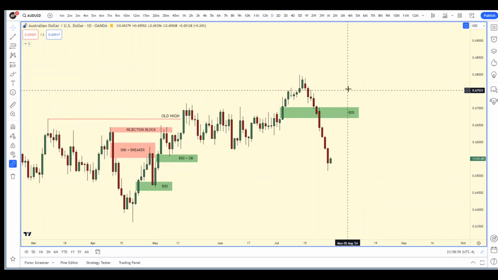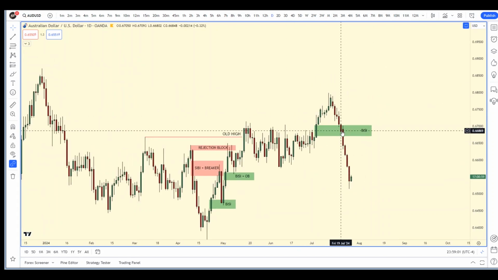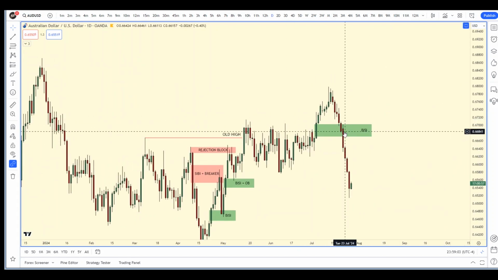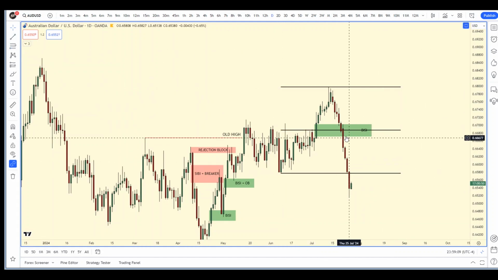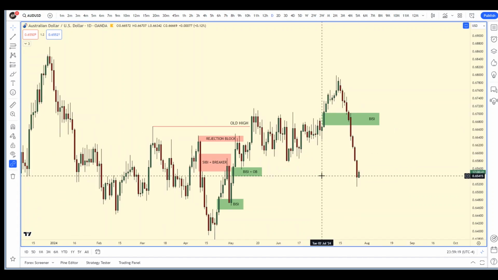You see a BISI here, and you may be thinking, why did I not hold? I wanted to take a long. I put my fib. It's at a discount. It didn't even budge a bit, and I just got stopped out. That relates to the time frame that you're looking at. Okay, so this is the daily.